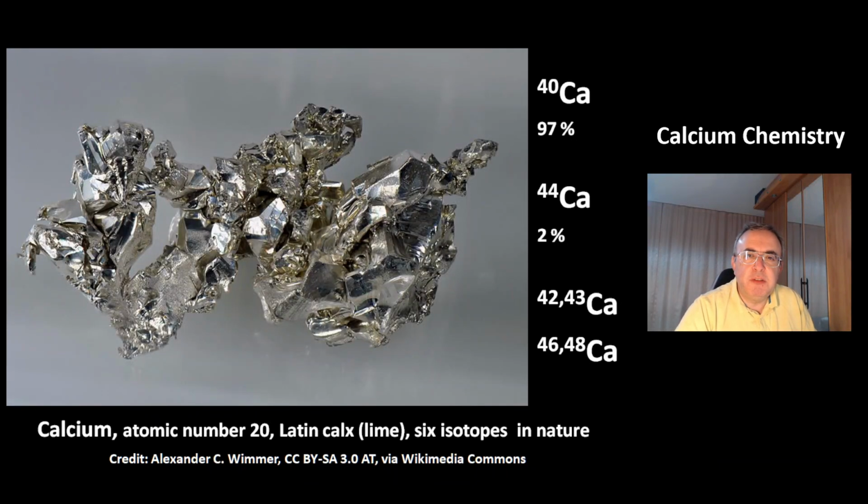Welcome to today's video about the chemical element calcium. This is a picture of calcium metal. It has the atomic number 20. Its name comes from the Latin word calx, which means lime. And there are 6 isotopes in nature. The most abundant isotope is calcium-40. Second is calcium-44, and there are 4 more calcium isotopes.